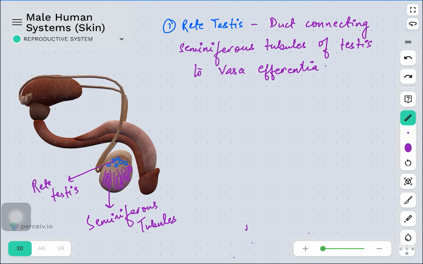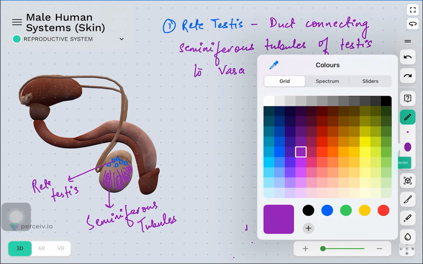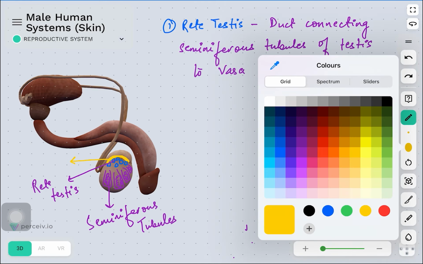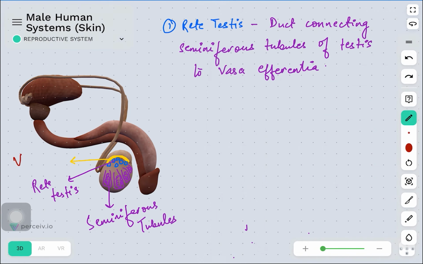Alright, and vasa efferentia lies somewhere over here, this yellow portion. It is also a kind of ductule-like structure. So this represents vasa efferentia. All are in connection to one another only. So this will connect vasa efferentia.